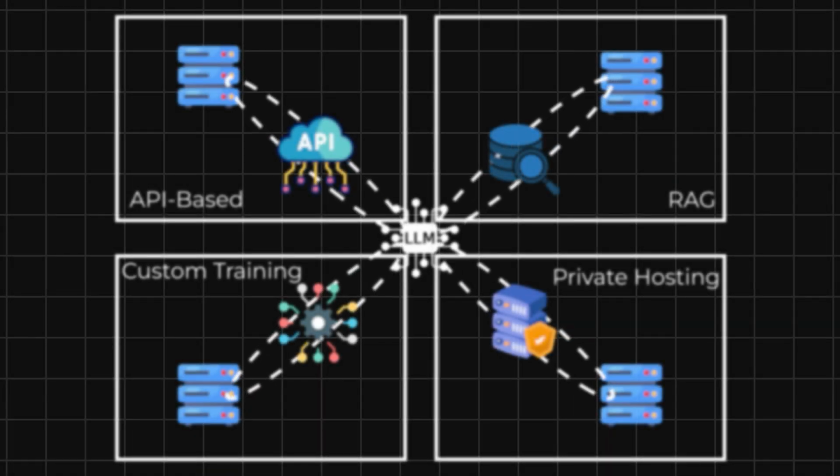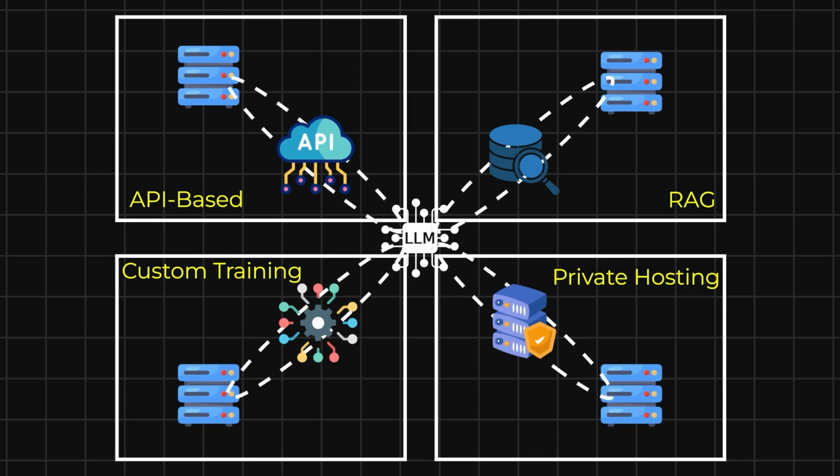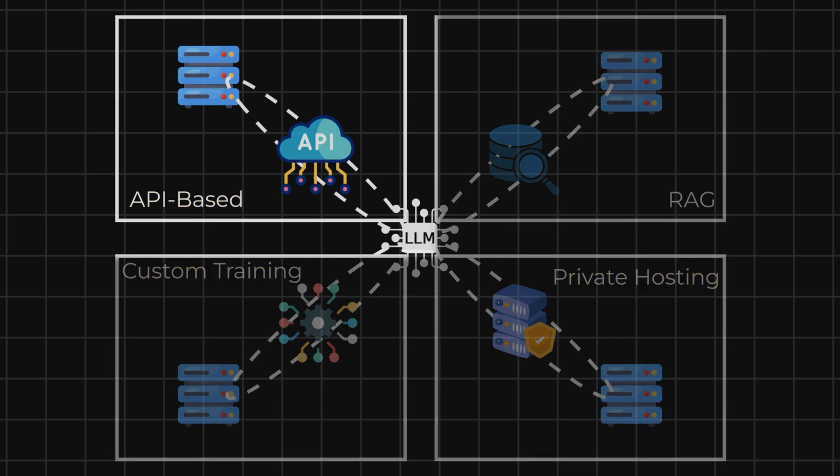Building on the previous module, which outlined 4 distinct approaches for integrating AI into business applications, this specific module focuses on securing the first of those approaches, which was API-based AI integration.